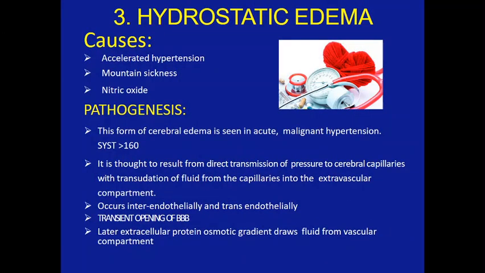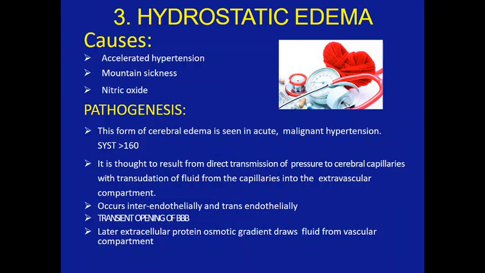The next type of cerebral edema is hydrostatic edema. Main causes are accelerated hypertension, mountain sickness, nitric oxide. Pathogenesis: this form of cerebral edema is seen in acute malignant hypertension when systolic blood pressure is more than 160.